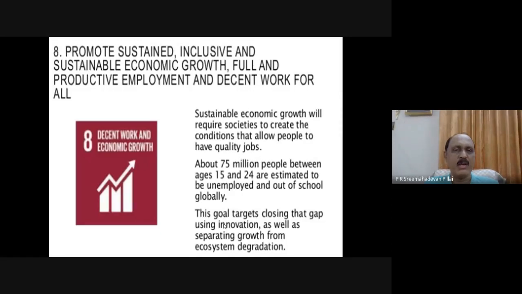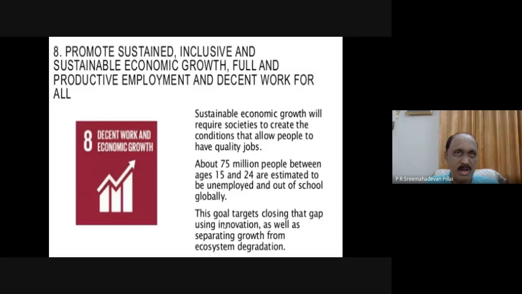Promote sustained, inclusive and sustainable economic growth full of productive employment and decent work for all. This is a task for many of the countries. Right now, it has been told that around 100 million people have lost their job in the last 2-3 months. It is expected that hundreds of millions will lose their jobs. So I don't know where this is going to end up in the specific pandemic situation, but the UN was having a vision that about 75 million people between 15 and 24 ages are unemployed and they should be employed.